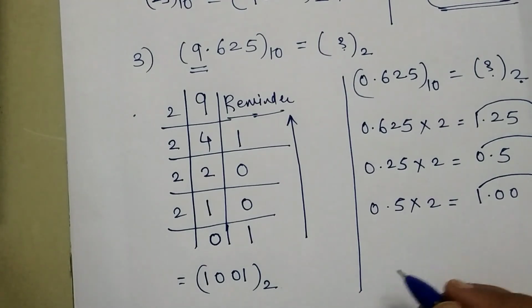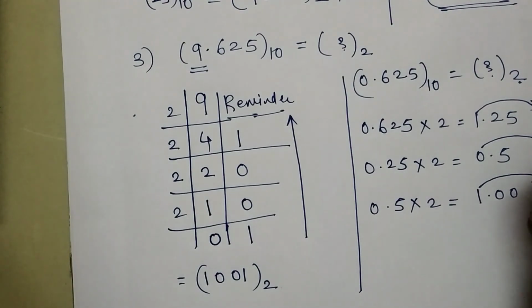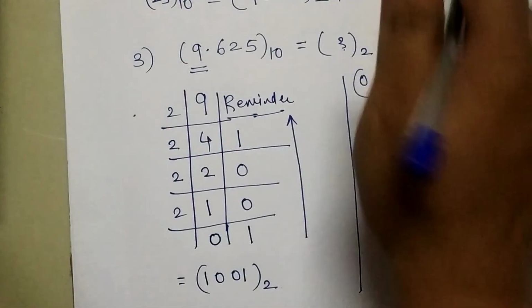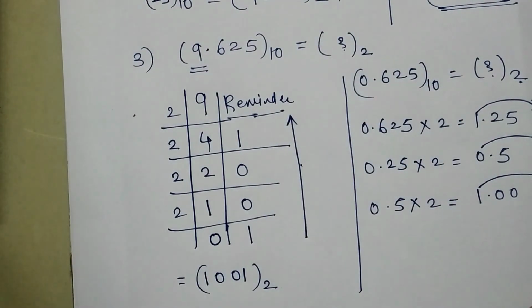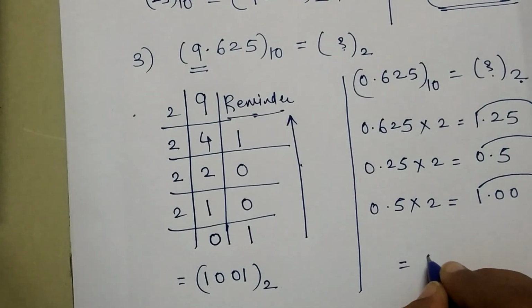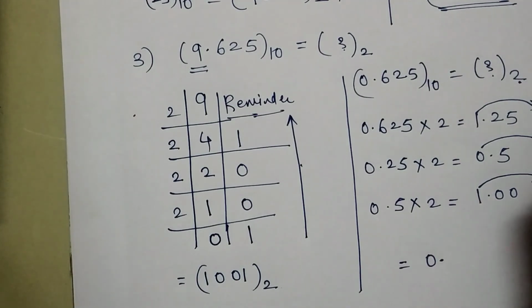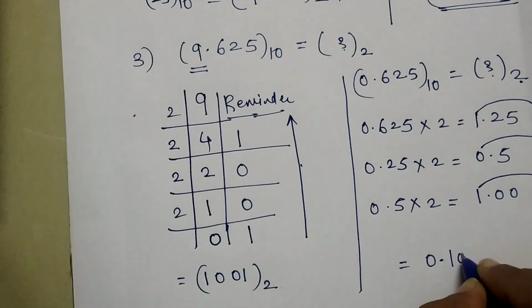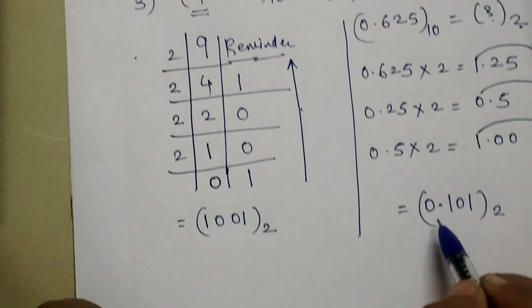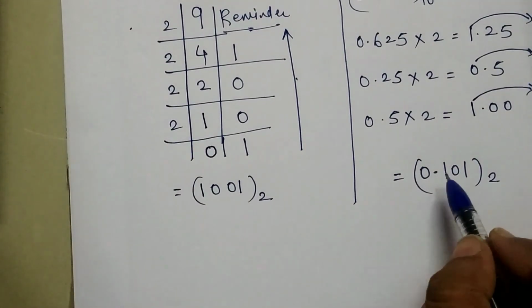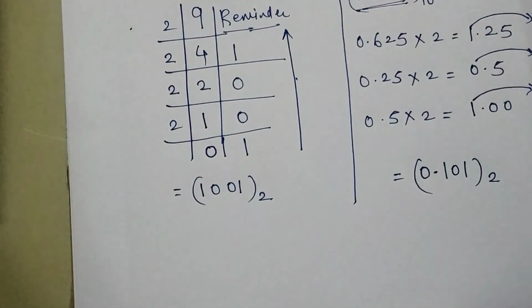Now this time we have to consider these carries in the forward direction. In the previous case we considered the remainders in the reverse direction, but here we have to consider the carries in the forward direction. So what is the answer? 0.101 to the base 2. Now this is our answer for the fractional part 0.625.